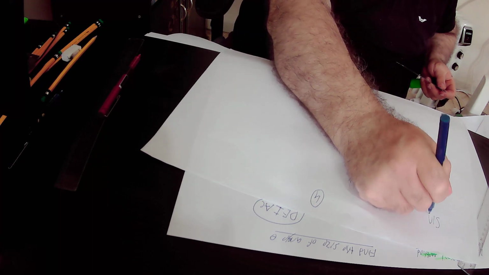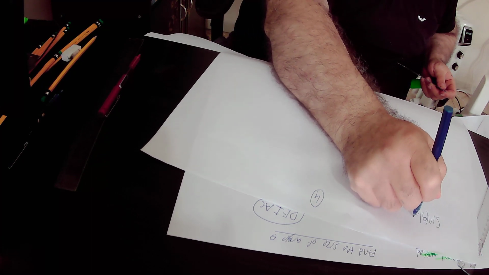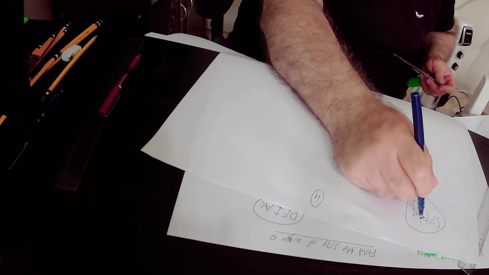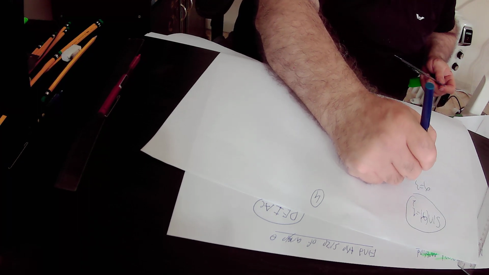Sine alpha equals 1 over 2. So if sine alpha equals 1 over 2, it means that alpha itself equals 30 degrees.